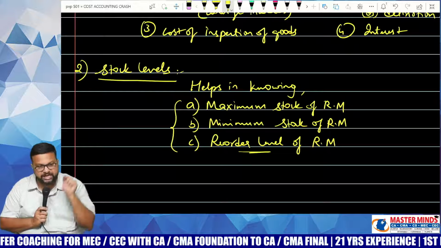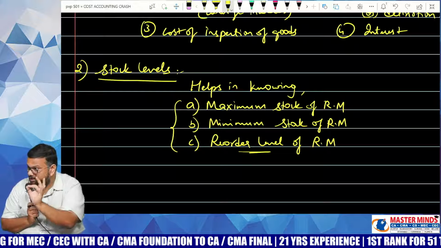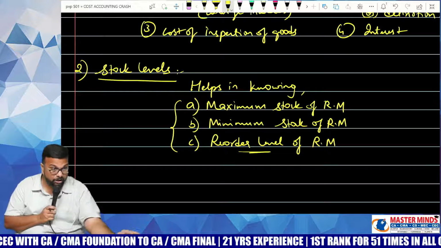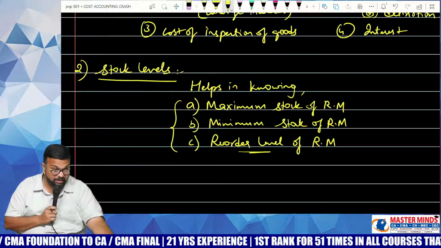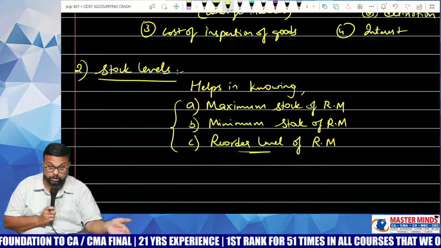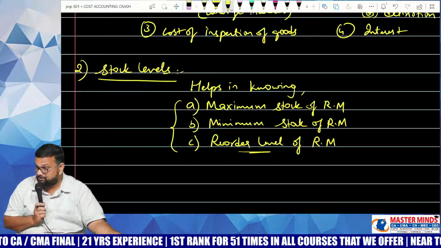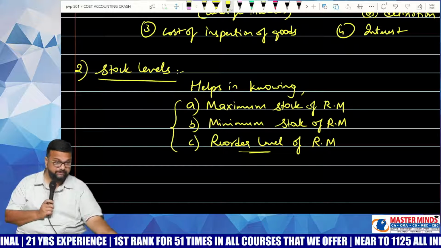For each item, they want these three things: maximum level of stock, minimum level of stock, and reorder level of raw material. What is the maximum quantity that we should maintain? If we maintain more than that, the storage cost and all other costs will increase. If we maintain less than the minimum, the number of orders will increase. That means ordering cost will increase.